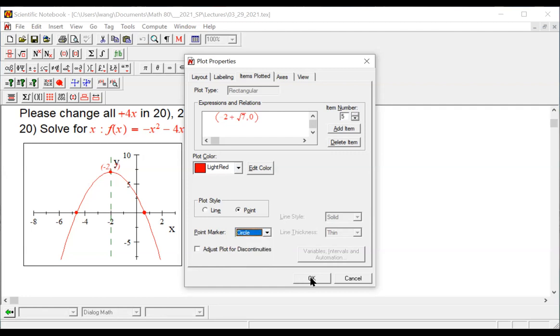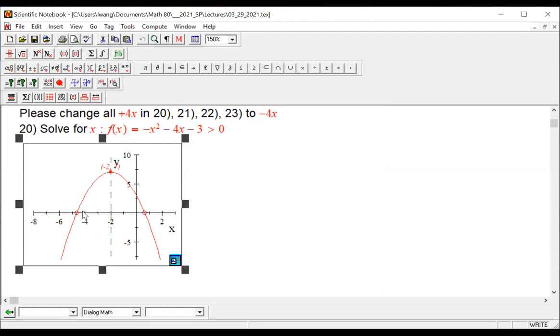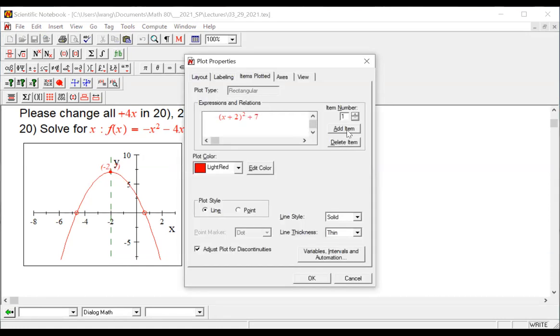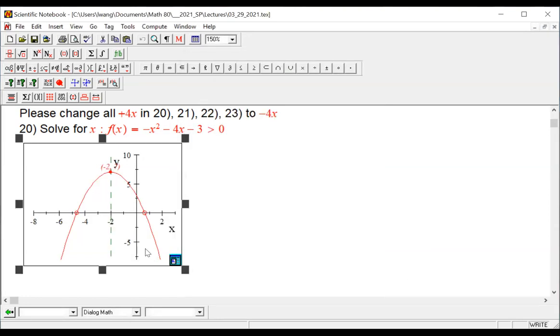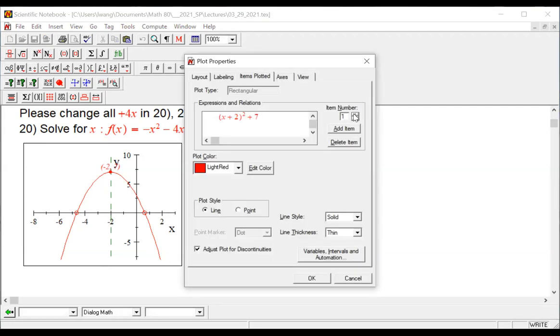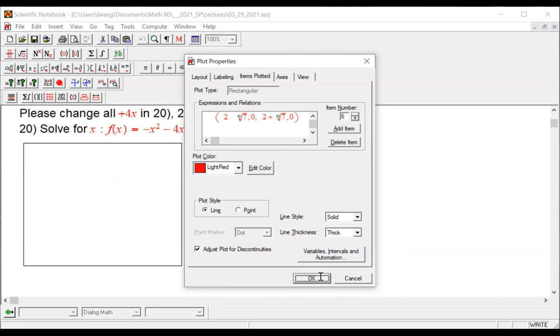Another circle. So those points are in between, because this piece is positive. Just to complete this, negative 2 minus root 7, comma 0, and negative 2 plus root 7, comma 0. I would make it thick. There, so that's a solution.